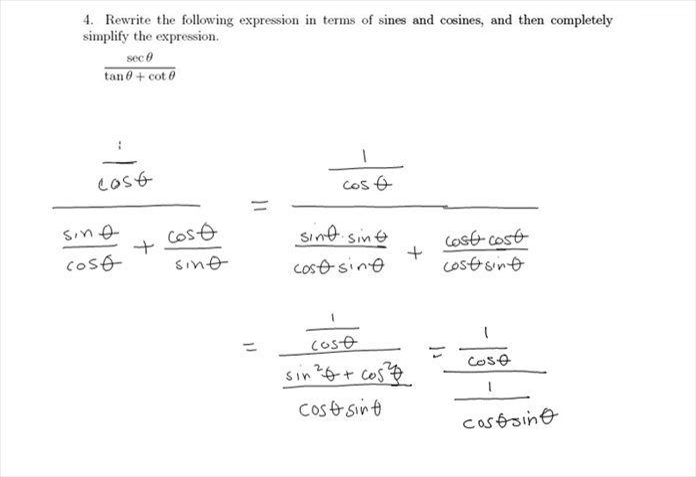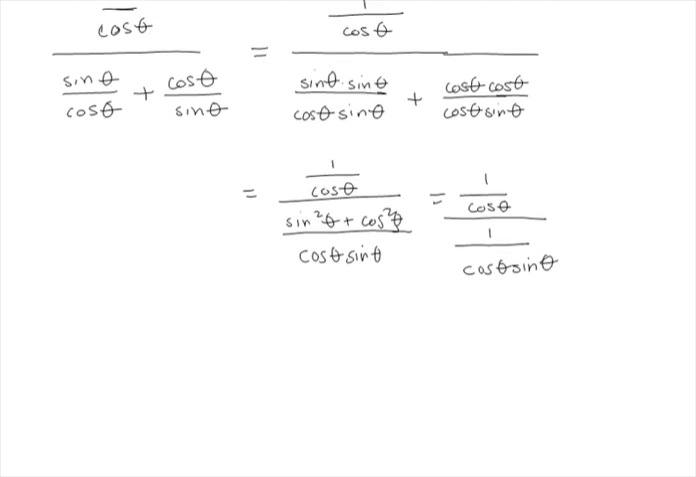Now we have to remember that when we divide by a fraction, so dividing by 1 over cosine theta sine theta is the same as multiplying by the reciprocal of this fraction. So it's the same as multiplying by the cosine of theta times the sine of theta. Cosine thetas cancel, and that expression reduces down to just being the sine of theta.